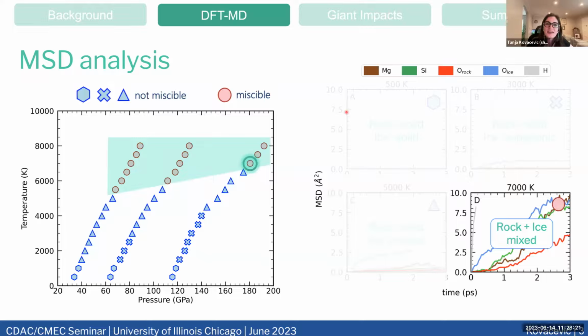And then finally, we get the pink points, which indicate rock and ice mixing. So I wanted to show you that right after we get past this point, we're going to see the mean square displacements for all the atomic species increasing with time, which is going to give us an idea about mixing.